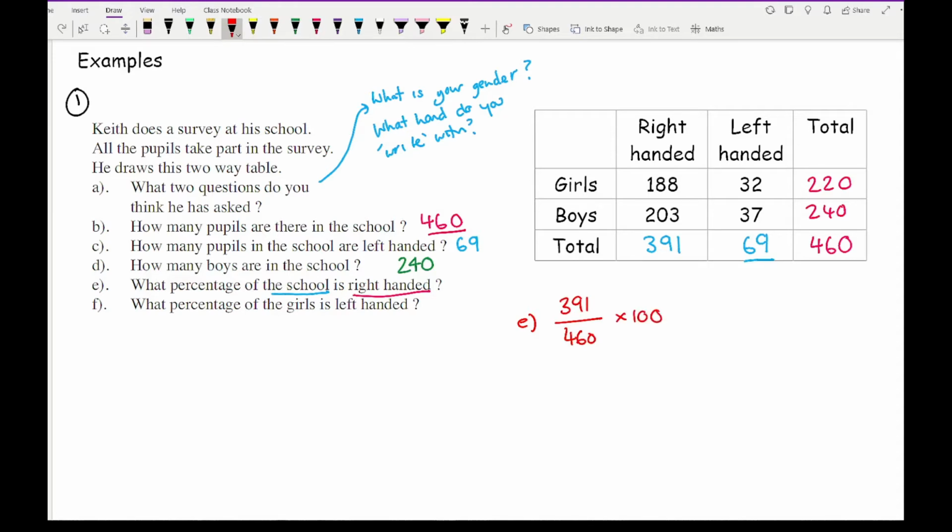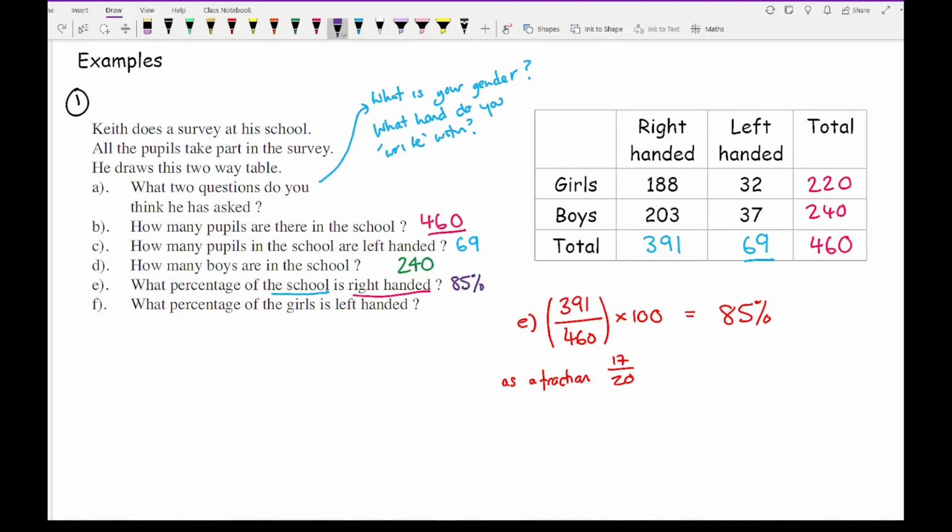Now, if it was written as a fraction, then I would simply go on and simplify that fraction, which it does. So as a fraction, this would be 17 over 20. But as it's asked for as a percentage, what I need to do is multiply that by 100. So whether I use 17 over 20 or 391 over 460, it doesn't really matter. And I should get 85%. So the answer to part E is going to be 85%.